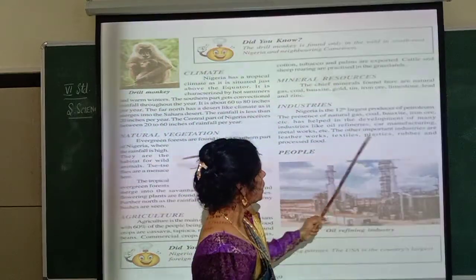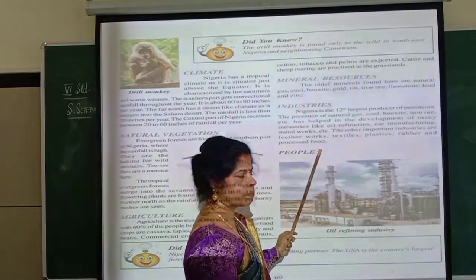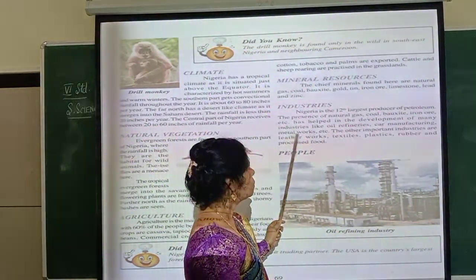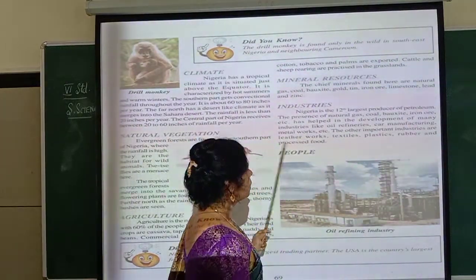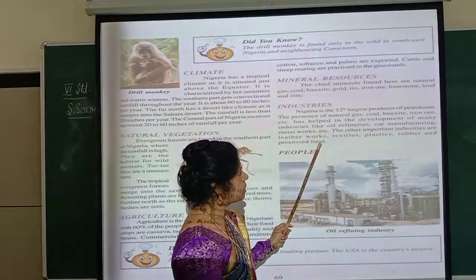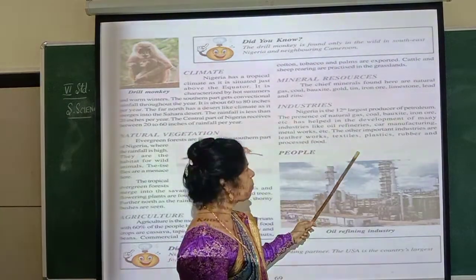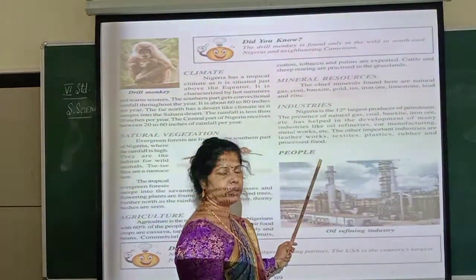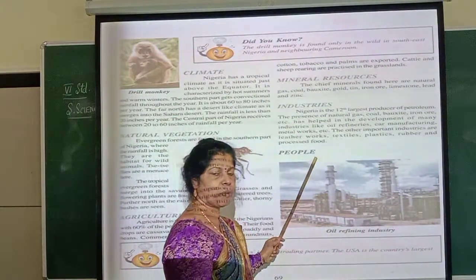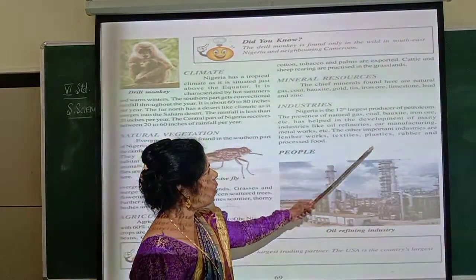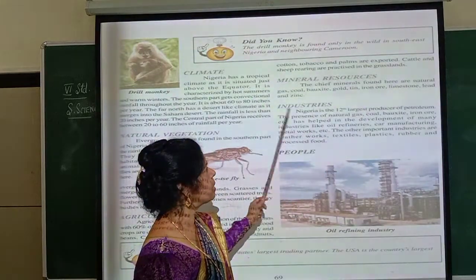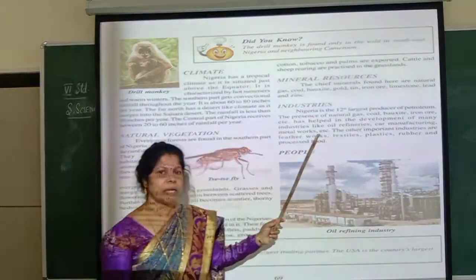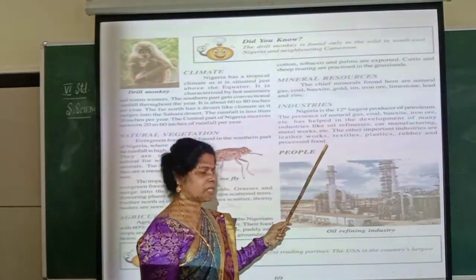The other important industries are leather works. Leather, from where do we get? Skin of animals, isn't it? So the other important industries are leather works, textiles, cloths, then plastic, rubber and processed food. Food which is already packed and processed. These are the different types of industries present in Nigeria. So you can understand they get more financial benefits, isn't it?